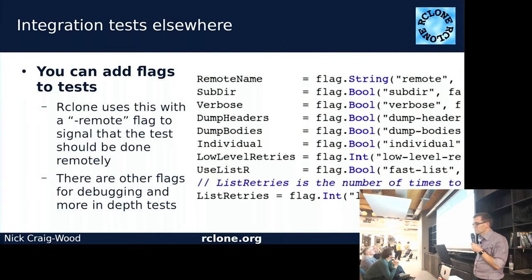So this is something that maybe you don't know, but you can make your life a lot easier. You can add flags to tests. You don't need to do anything special, just define flags with the standard library flag package. There are some great examples of this in the standard library, for instance using a golden flag to make the test files. Rclone uses the flag to indicate these tests should run with a real backend to help debug those tests.